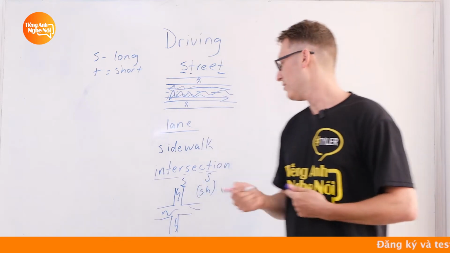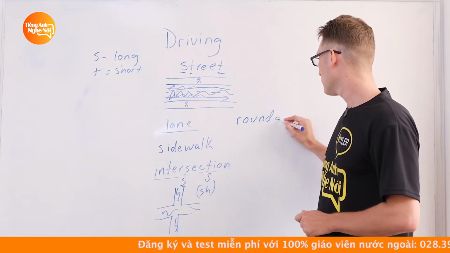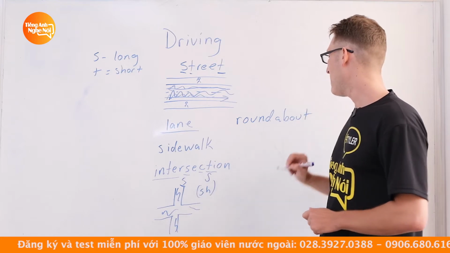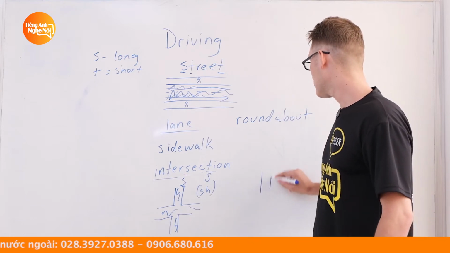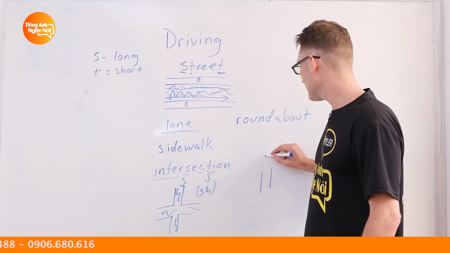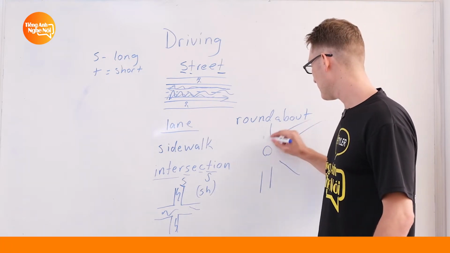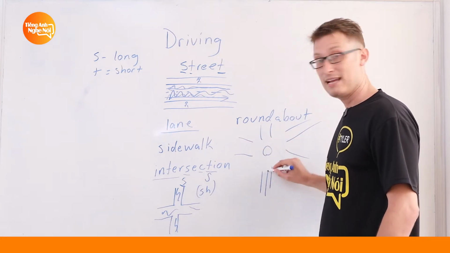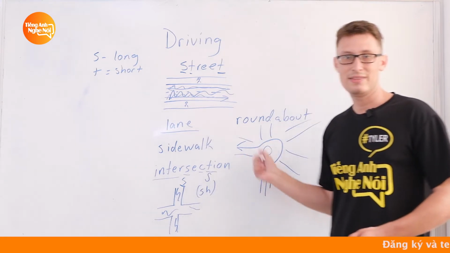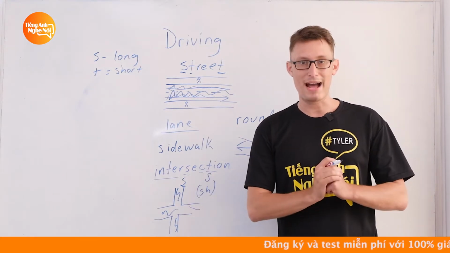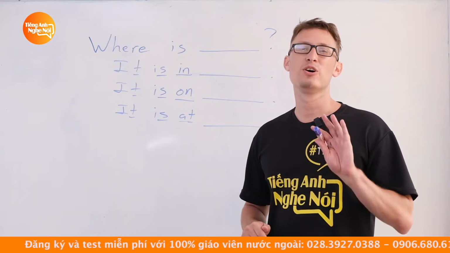Okay? Now, one more word. Roundabout. Okay? A roundabout is the place when you drive and there is a circle and you have many roads here, maybe here, here, here, here, and you have to drive in a circle to go to the street, okay? This is a roundabout.